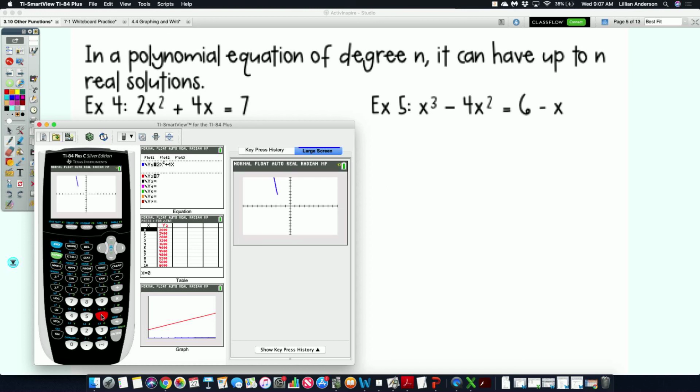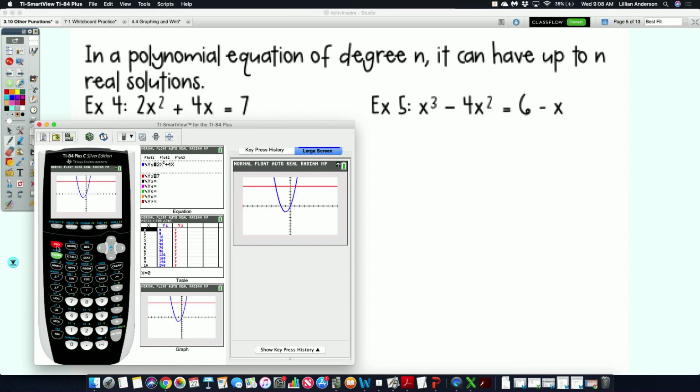And since it is to a degree of 2, I should have at most up to 2 solutions. 2 points where these 2 equations intersect each other. Do I have 2? Yes, I do. Okay, now remember, it's up to. It's at most. So you could have less than that. Depending on the function, they might only intersect a handful of times. It might not be up to the degree.